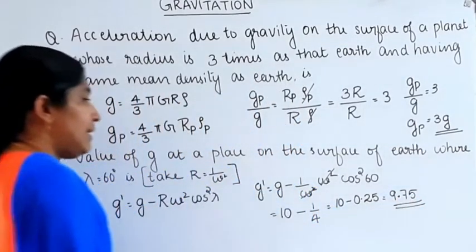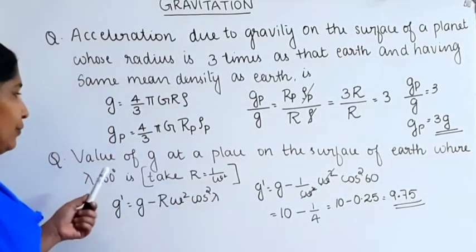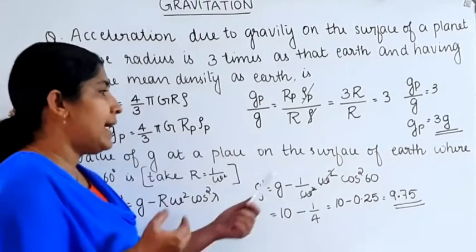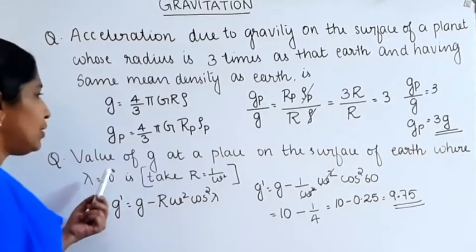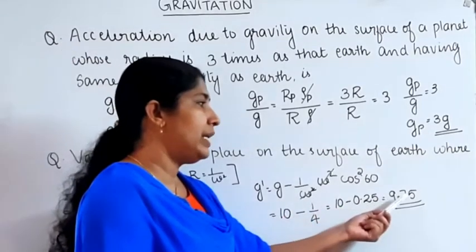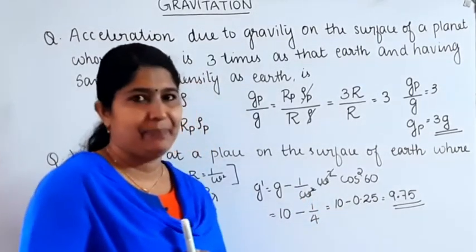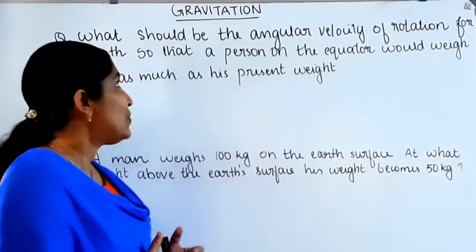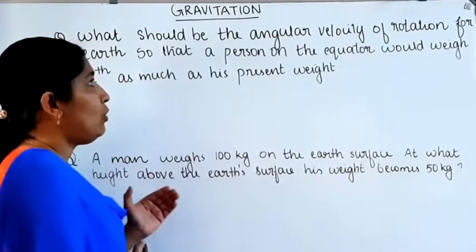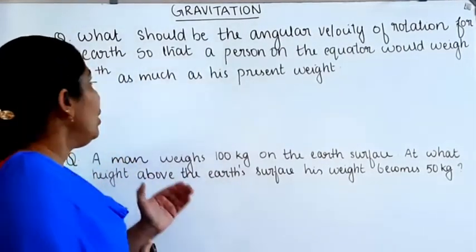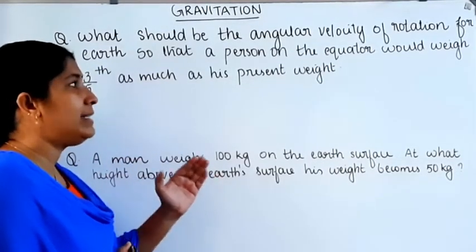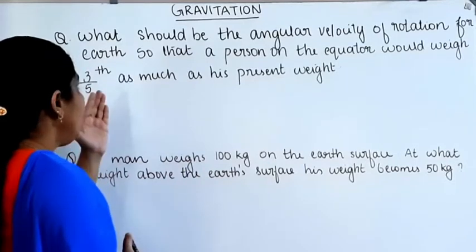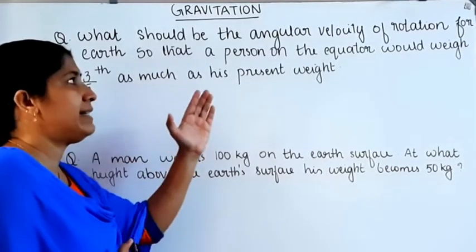Okay. If acceleration due to gravity on the surface of the earth is 10, then acceleration due to gravity at an angle lambda equal to 60 degrees is 9.78. Okay. Next question. What should be the angular velocity of rotation for Earth so that the person on the equator should weigh 3/5 as much as his present weight?